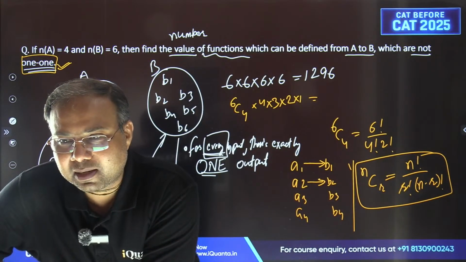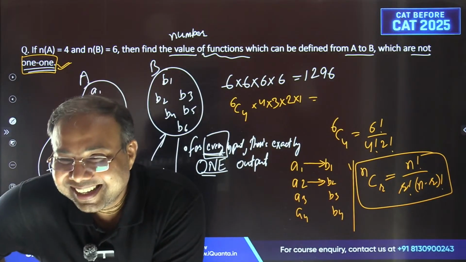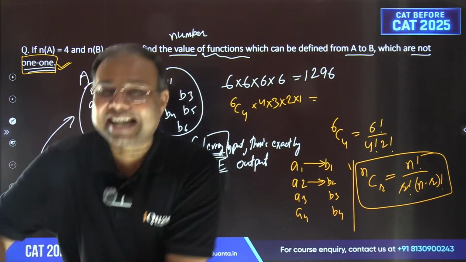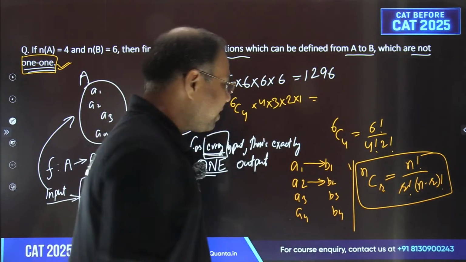NCR is National Capital Region. Wow, very good, Shivay. Write this down and come, CAT is clear, brother. Selecting n things from R, distinct things. Exactly. That's the point. Good one, Ashish Bhardwaj. So everyone be careful.